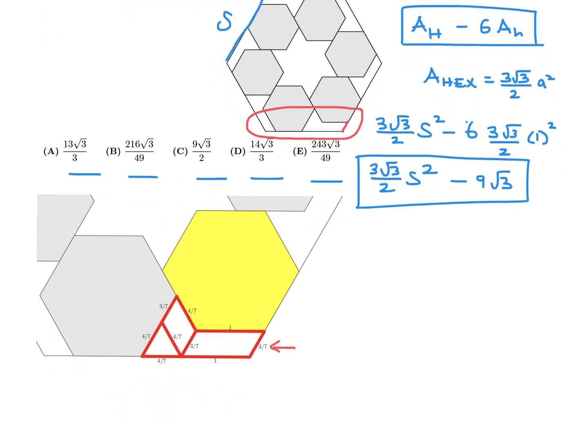And then if you draw these parallel lines, this will also be 3/7 right here. And then this is given that the side length is 1. So this is going to be 1. And then if you again draw parallel lines, see they're all parallel here. That's going to be 3/7. And then this guy is 4/7 because it's 1 minus 3/7.